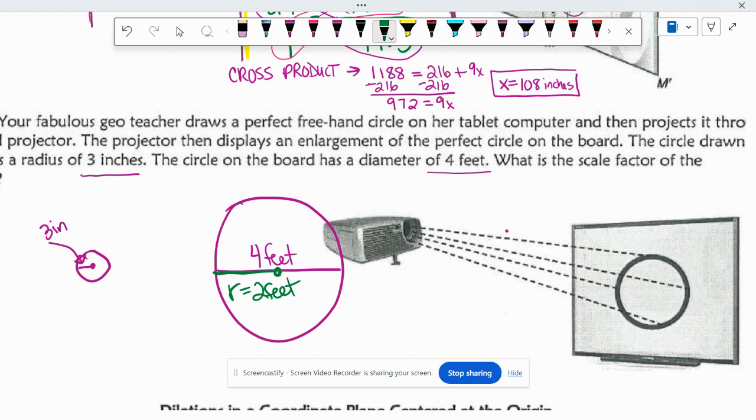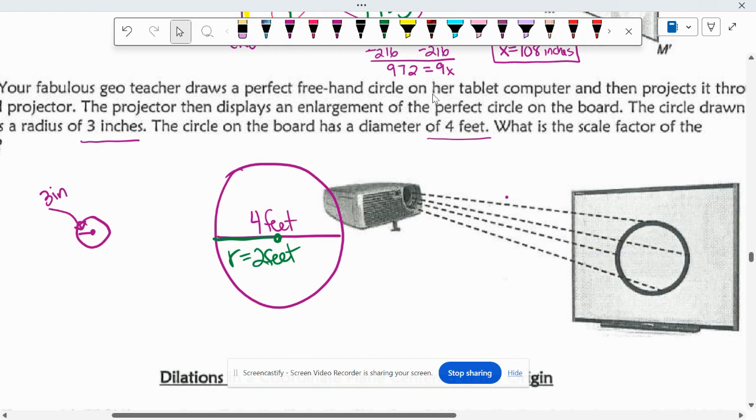Notice that we have our dimensions in feet and inches. Do you think that we can do that, or do we have to have them all the same unit? All the same. We all have to have the same unit, yeah. So we either need to turn the 3 inches into feet or the 2 feet into inches. 3 inches into the feet.